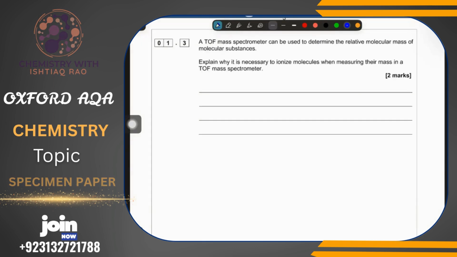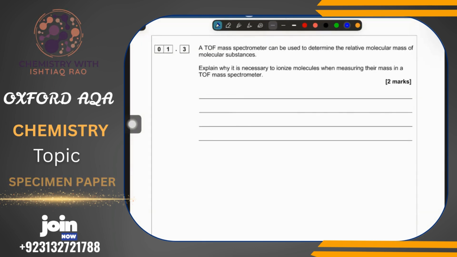A time of flight mass spectrometer can be used to determine the relative molecular mass of molecular substances. Explain why it is necessary to ionize molecules when measuring their mass in a TOF mass spectrometer. Why is it mandatory to form an ion? Why not determine the neutral one?